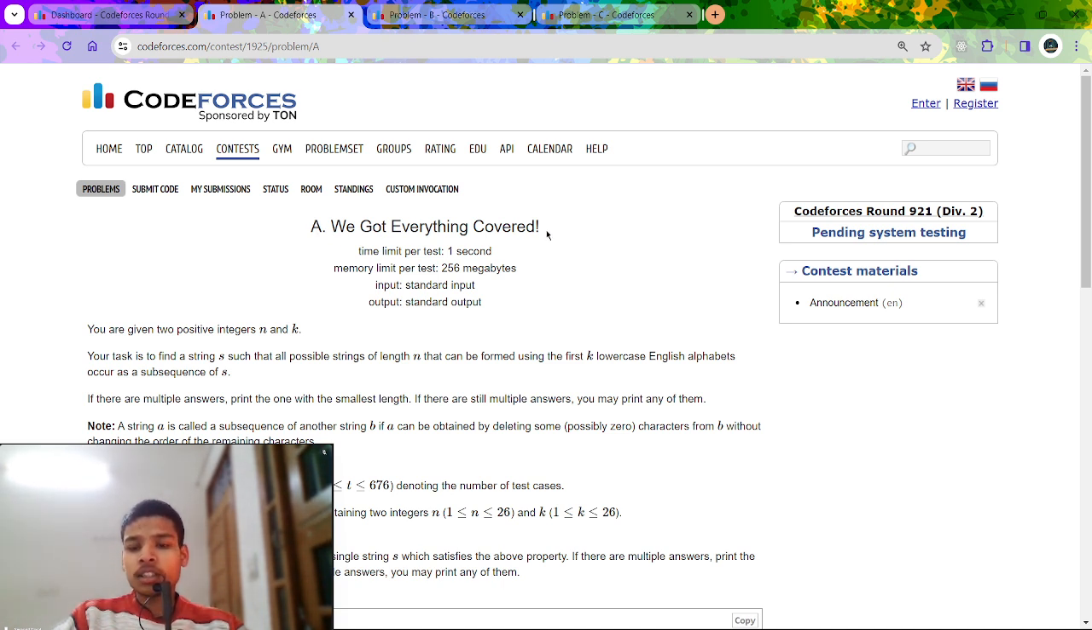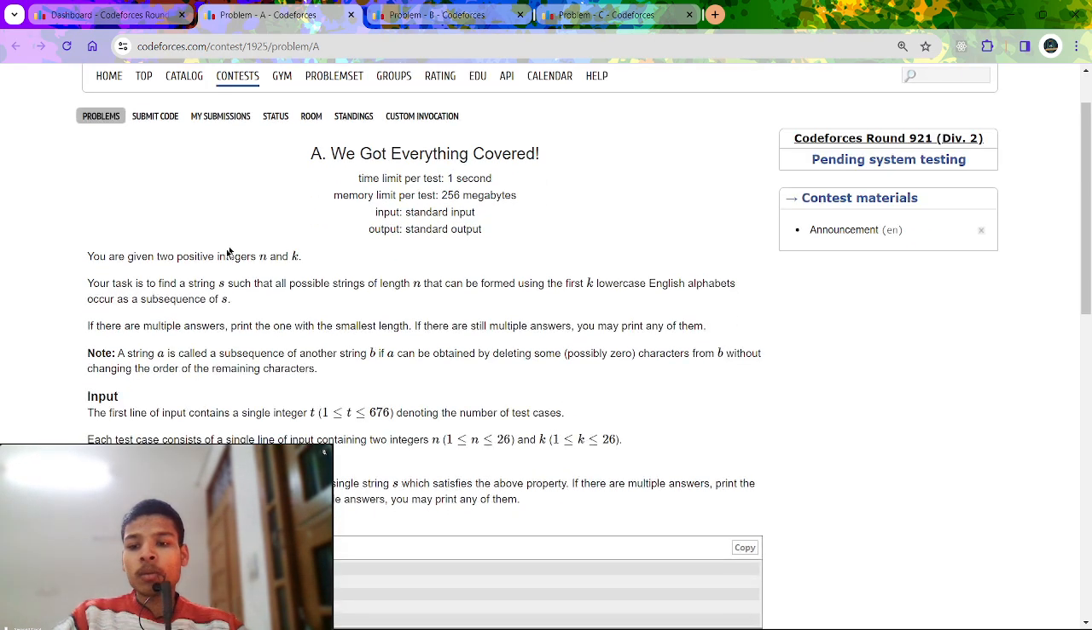Please listen to the solution of this problem carefully, because it will help later in solving problem number C also, because these two problems are interrelated. So the first problem is asking: I will be given an integer n and an integer k. k represents the starting k letters of my alphabet series. For example, if my k is 2, then it will represent a and b.